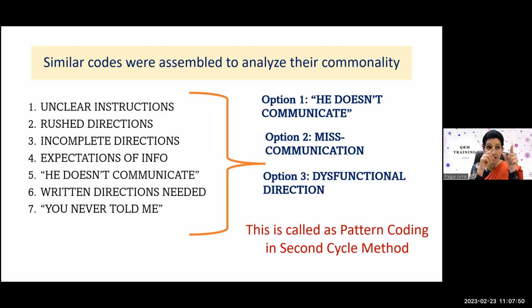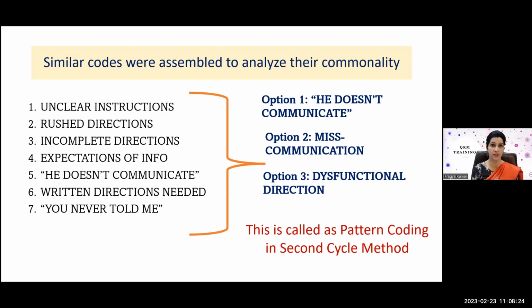Those 7 types of code which you see here are a mix of descriptive and in vivo code: unclear instructions, rushed directions, incomplete directions, expectations of info, he doesn't communicate, written directions needed, you never told me. And if I have to replace all these 7 codes with one code, then there are 3 options. First option is he doesn't communicate. Maybe I have used in vivo.